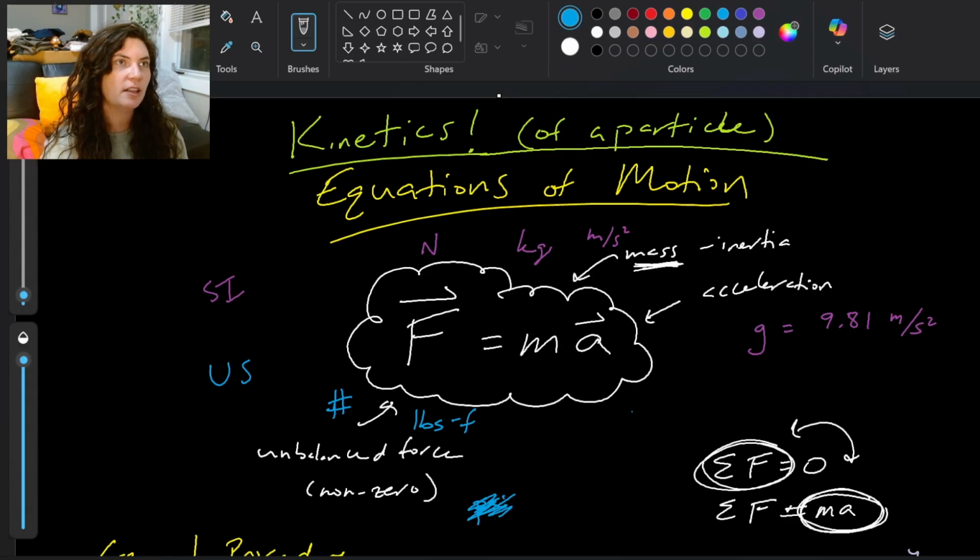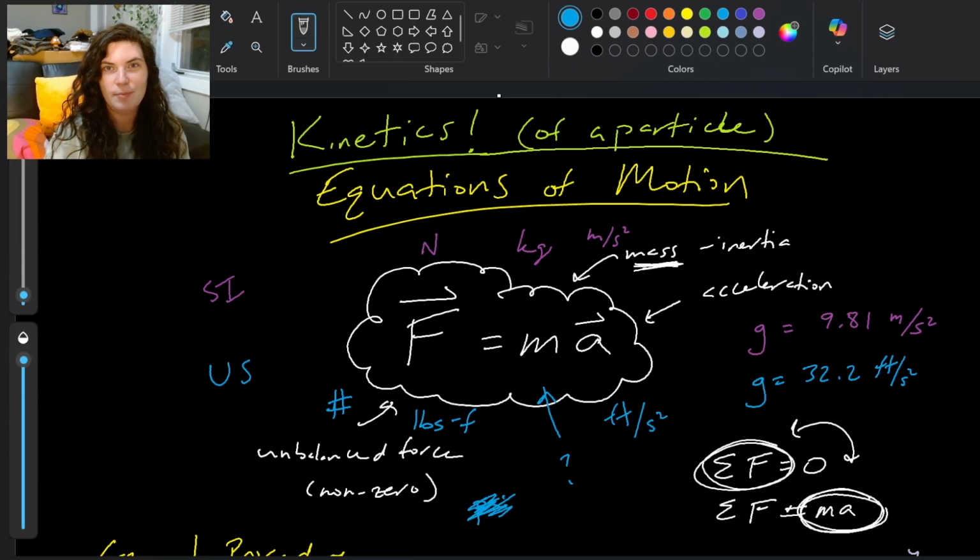And then we have our acceleration. Our acceleration probably feels a little bit intuitive. It's going to be feet per second squared, where our gravity in US units is 32.2 feet per second squared. But what is the unit of mass? If we've already used pounds, and we know pounds is a weight, it's a force, what is mass in our US units?